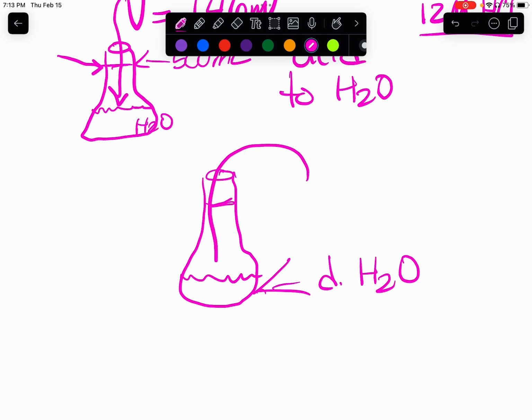And then you put the salt in, and you're going to mix this up, stir it up. You could shake it up. You could use a stir plate. However, once the salt is dissolved, then you go ahead and add distilled water up to that line.